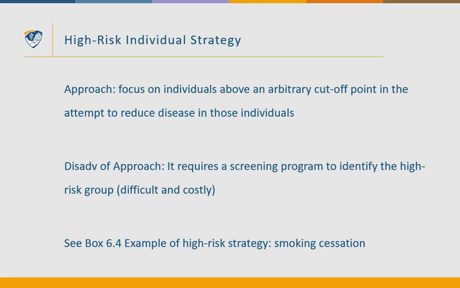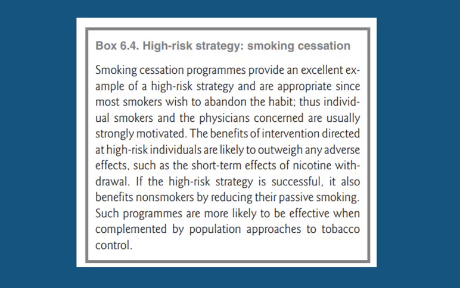High risk individual strategy. The approach here focuses on individuals above an arbitrary cutoff point in an attempt to reduce disease in those individuals. The disadvantage is that it requires a screening program to identify the high-risk group. This is difficult and costly. An example of a high-risk strategy is smoking cessation. And what I'll have you do here is read through this, so pause the recording now.